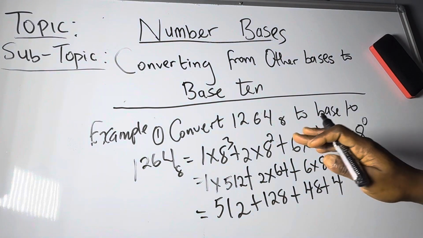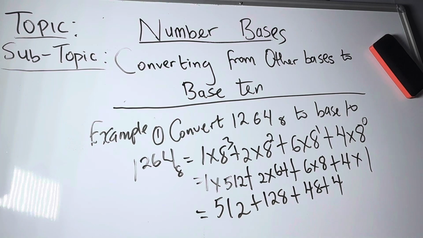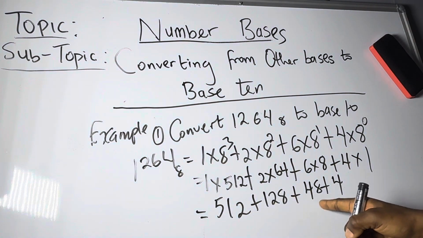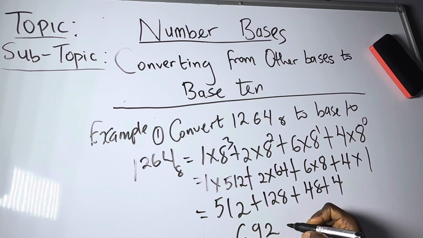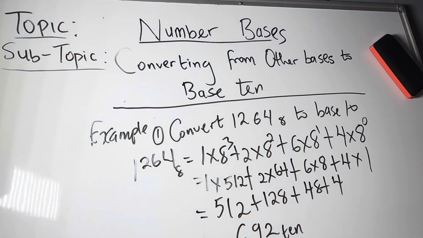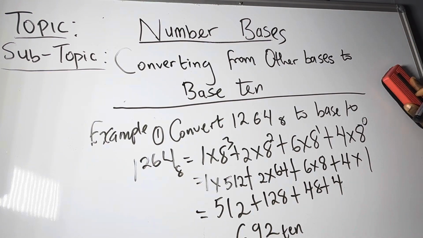Now, to convert 1264 in base 8, the final answer is going to be the addition of all these numbers, which will give us what? 692 in base 10. Do you understand? Now let's look at another example under converting from other bases to base 10.